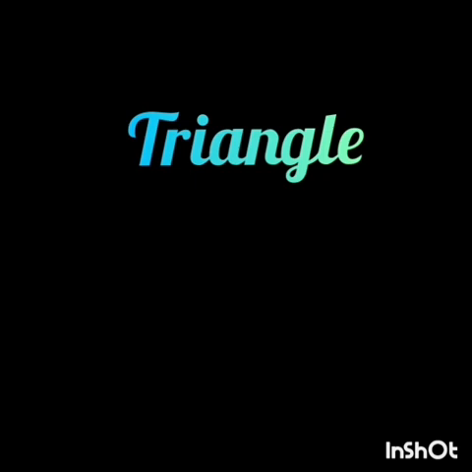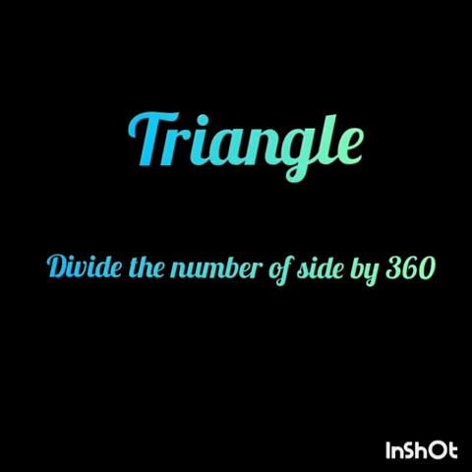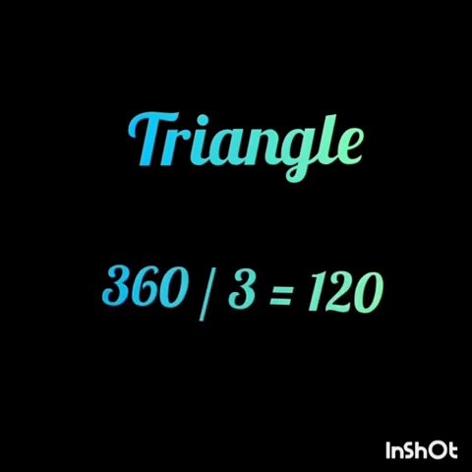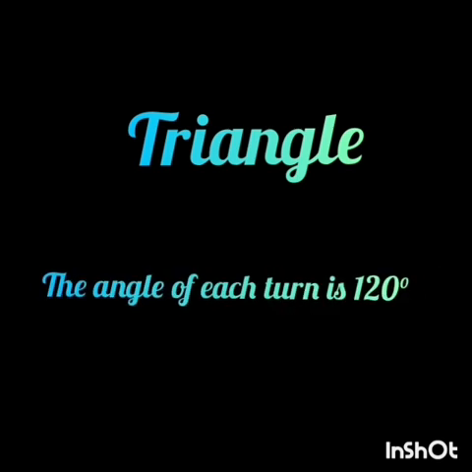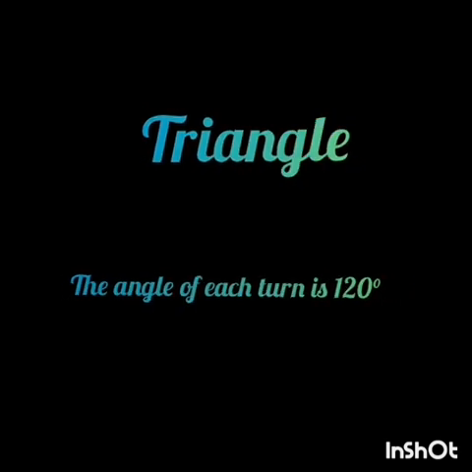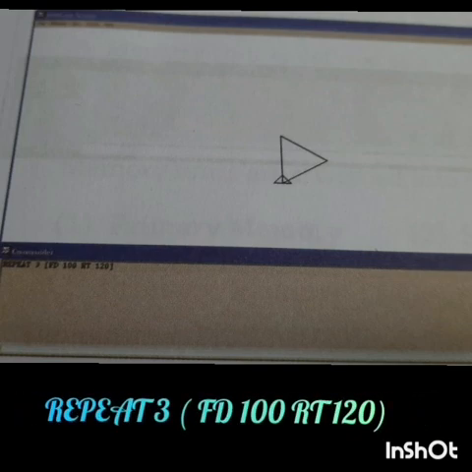Now we will make a triangle with the help of the repeat command. For example, to draw a triangle with 3 sides, the turtle makes 3 turns. You need to divide 360 by the number of sides. 360 divided by 3 is equal to 120. So the angle of each turn is 120 degrees. To draw a triangle using the repeat command: repeat 3 [forward 100 RT (right turn) 120].